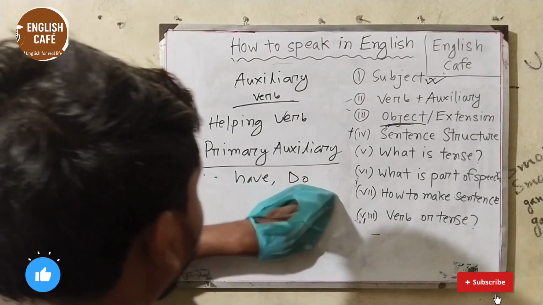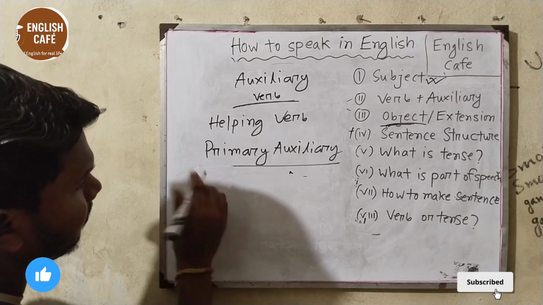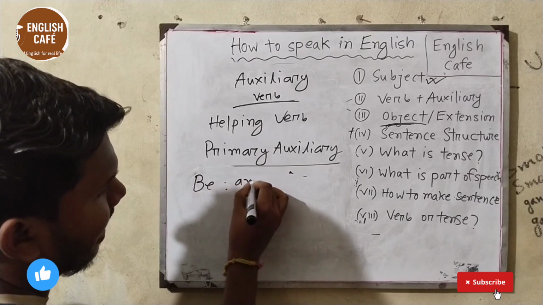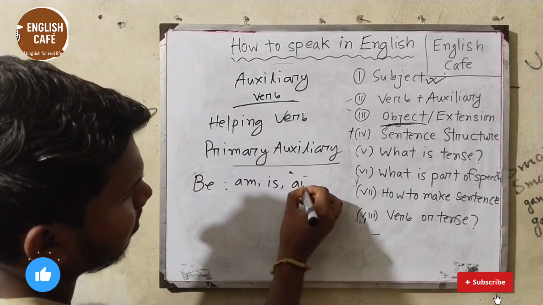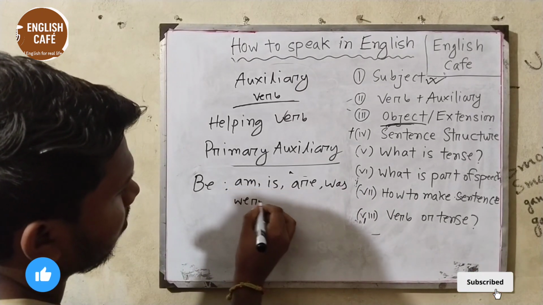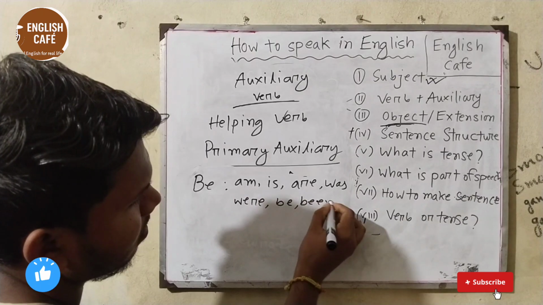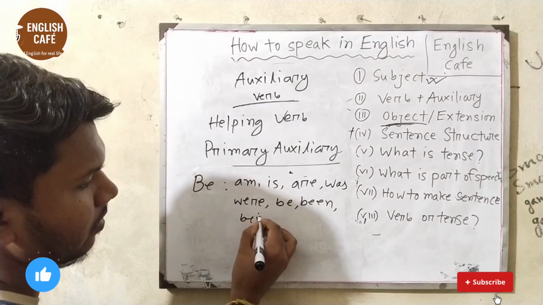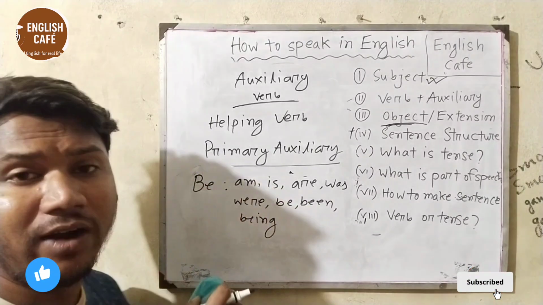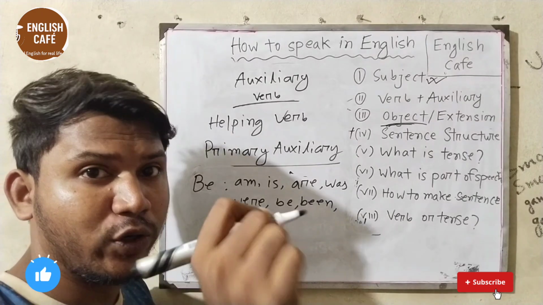Okay. So we can write. So be verbs are am, is, are, was, were, be, been, and being. So these are the be verbs. Alright. You can take a screenshot or note it down in your notebook.